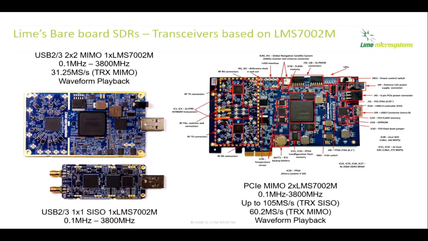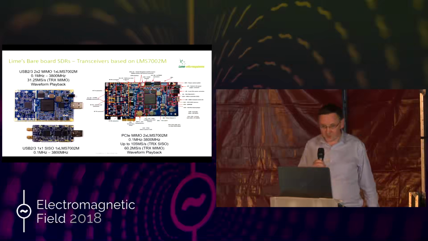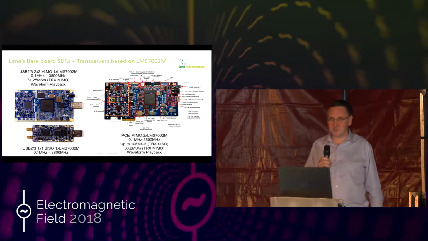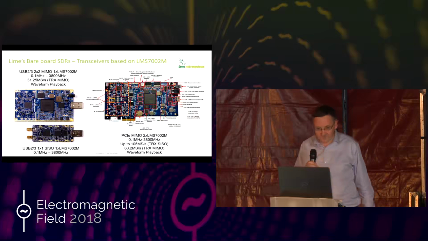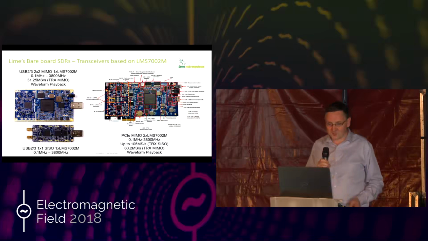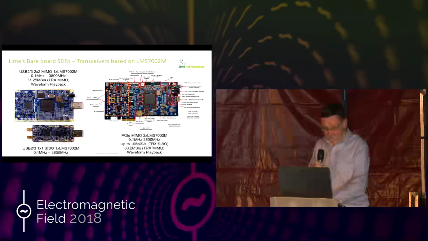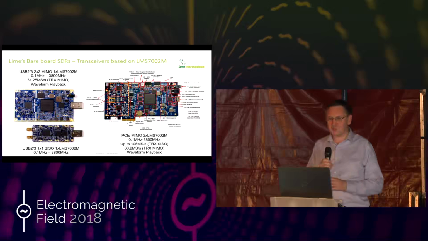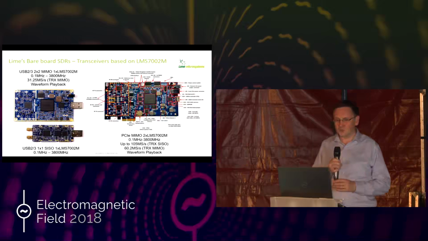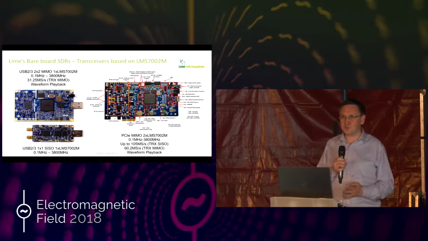PCIe is a bit more relaxed than that. So typically you're looking at something like 60 megasamples per second for a full MIMO transceiver system. Some of the radios will actually have waveform playback, which I personally find very useful for debugging radios as you're developing them.